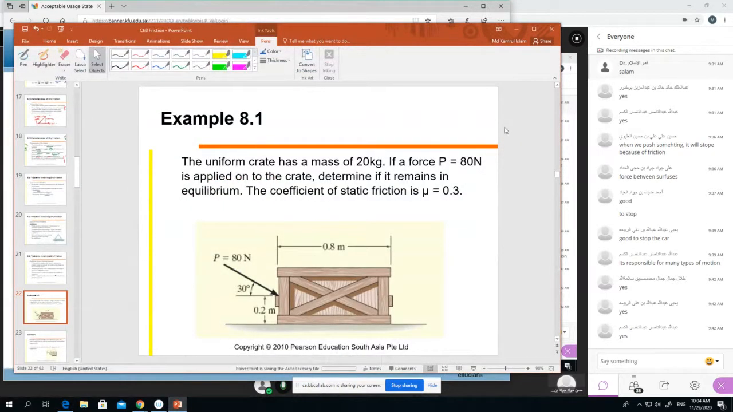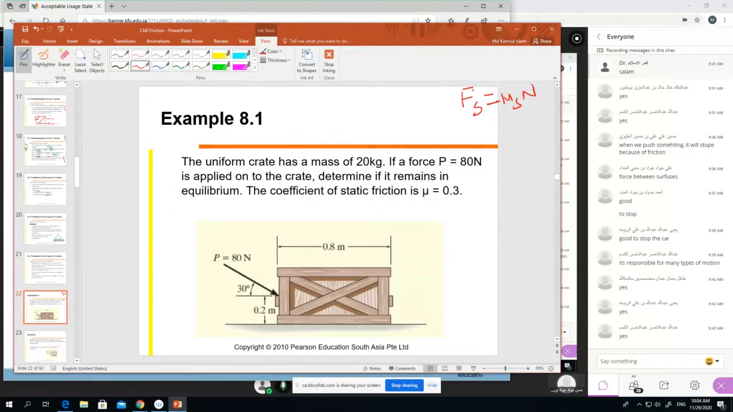Now we will start an example. We already learned the theory of most of the things, so it is just repetition and all simple. There is only one new thing you learn here: the frictional force equals mu s into N.